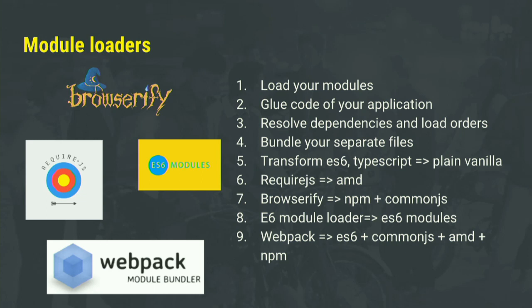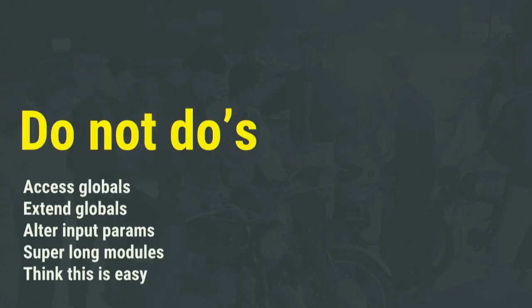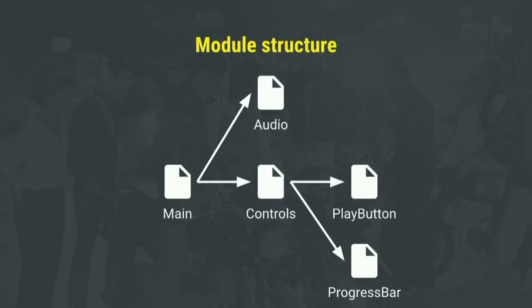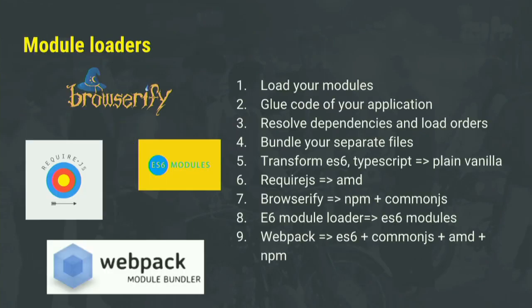If you import the code, the fun part is, if I need the play button in my controls, the only thing I have to write down is import and then the path of the module. That's it. Then the module loader will just resolve this for me. Whatever you want: you've got require.js, which is an asynchronous module definition, and Browserify, which is CommonJS, mainly the Node.js way. So import, export, like Node.js does it.